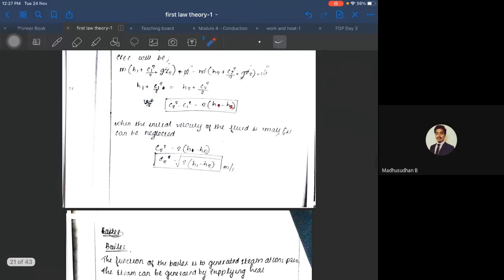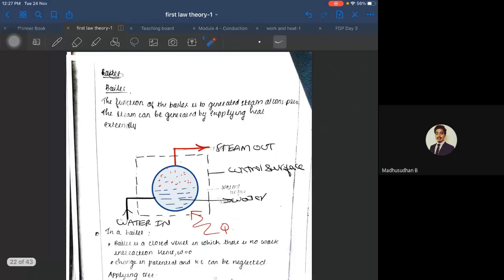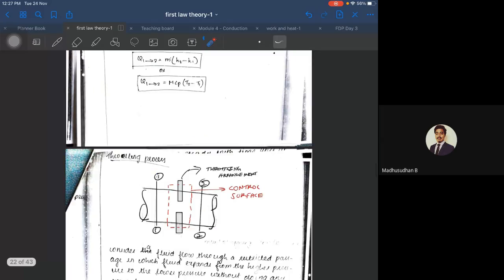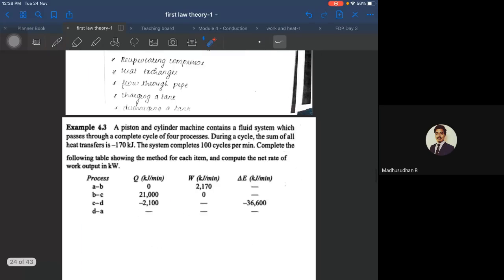I think it is time, right? Still, there are a few more. Boiler is there, throttling process is there. And there is a problem.